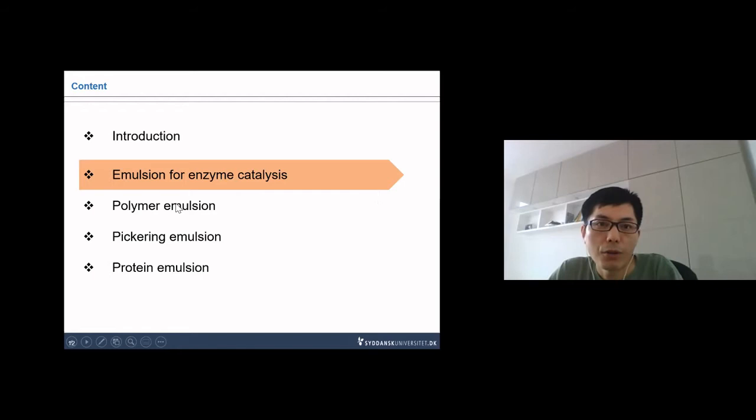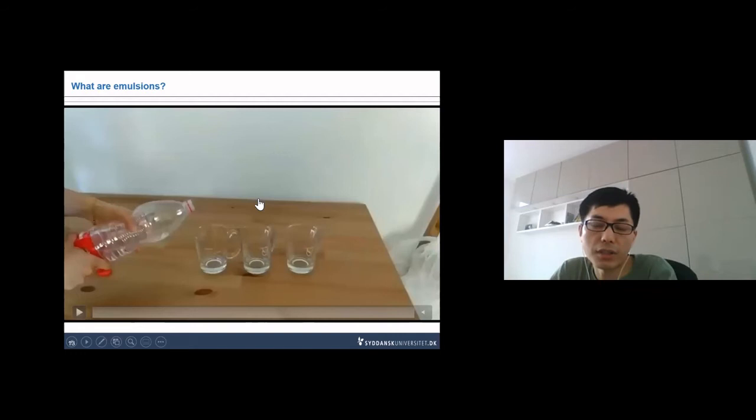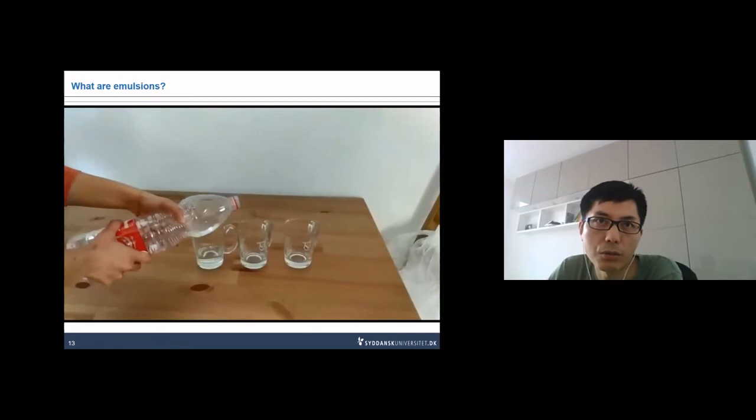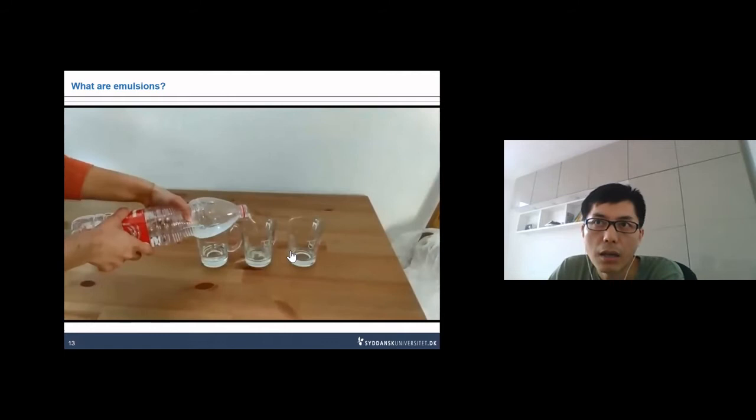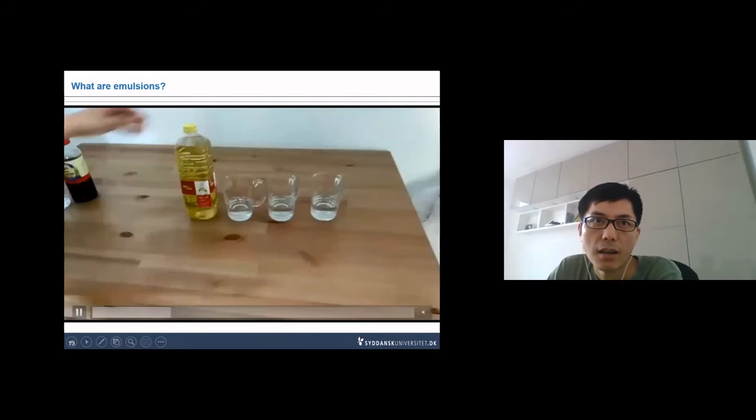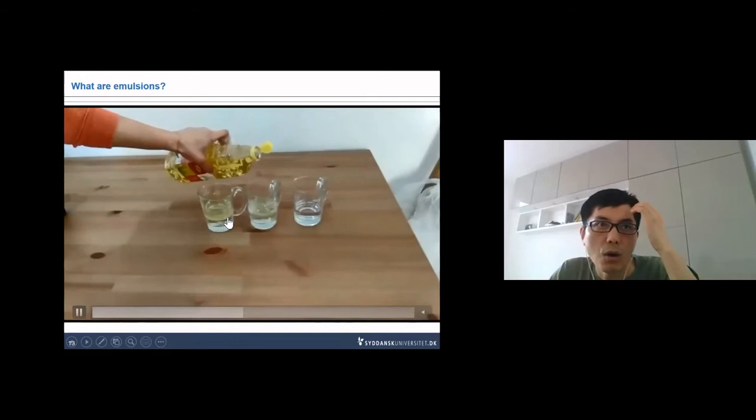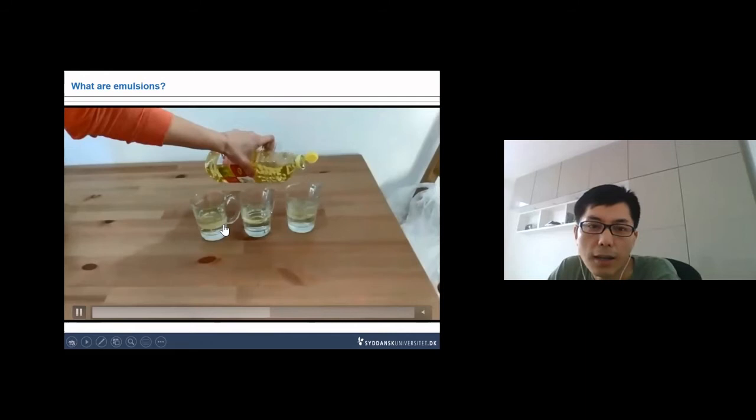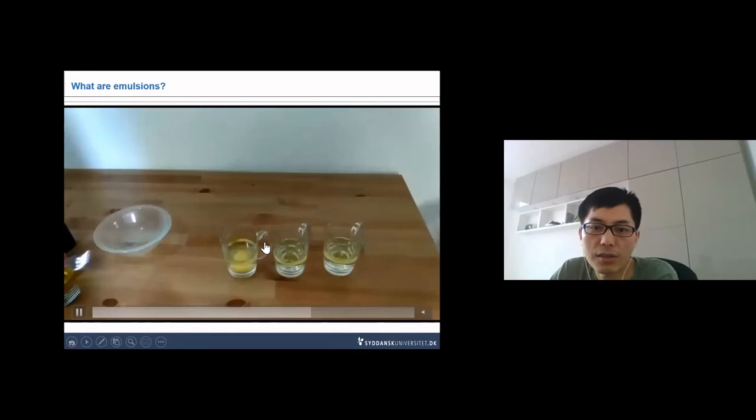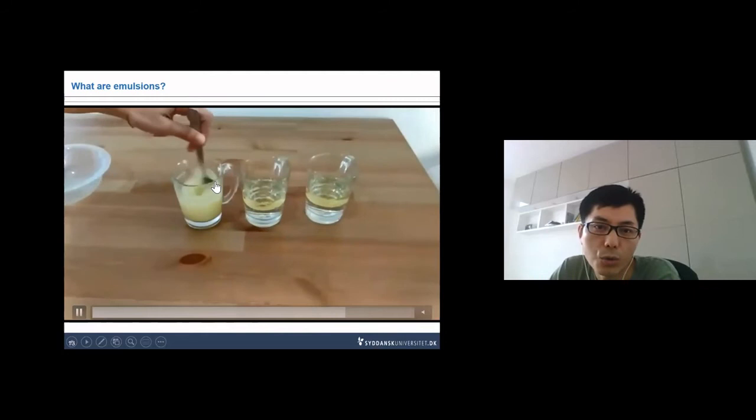So before going to details, I need to tell you some background about emulsions. Let me give you a simple experiment that you can also do at home. You can prepare three glasses on the table, and then you pour clean water into each of the glasses. And then you can put cooking oil into each of these glasses. What happens? You will see the oil and water separate into two different liquid phases. However, if you add egg yolk into one of the glasses and then you just start to stir them a bit, you can observe that you get a milk-like system.